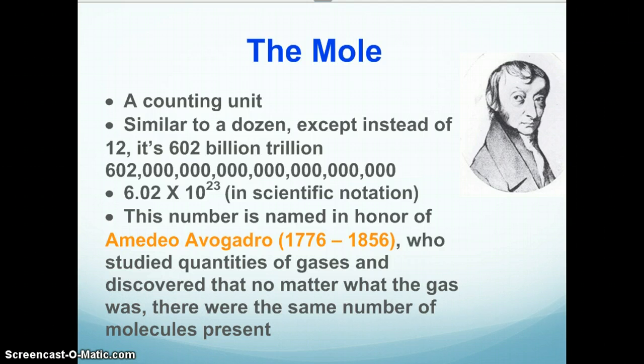with very, very large numbers of individual molecules or individual atoms. So the number itself is famous, and it's Avogadro's number. It's 6 times 10 to the 23rd. And that number is named in honor of a scientist who studied gases and discovered that no matter what the gas was, there's the same number of molecules present.